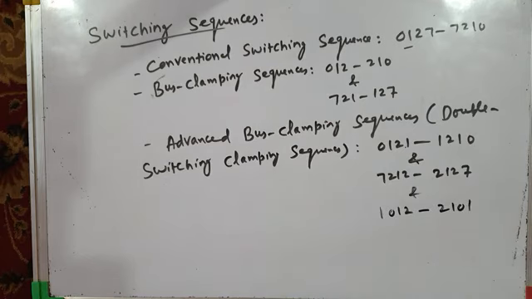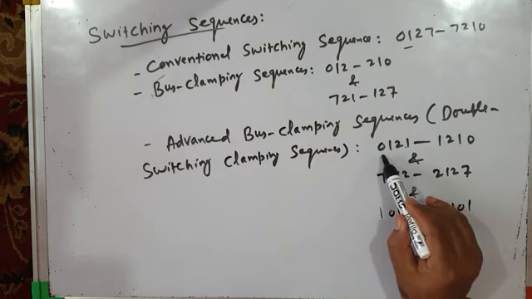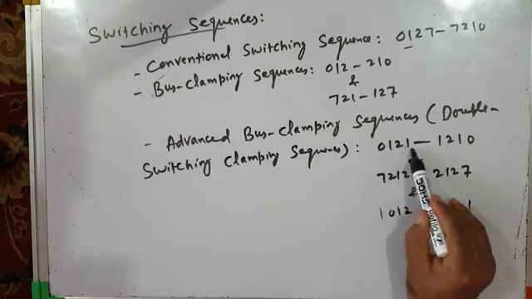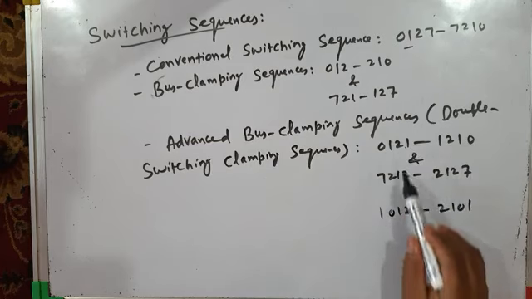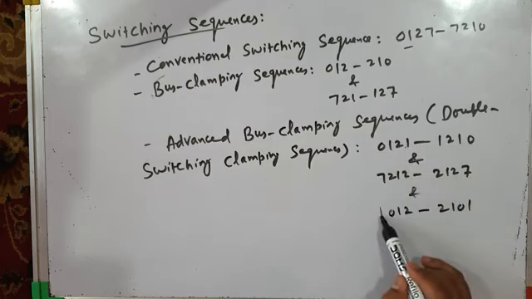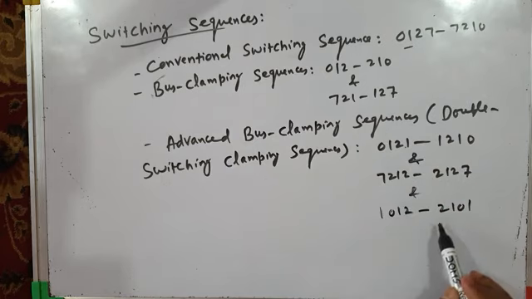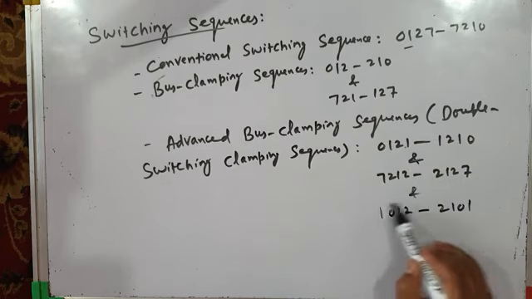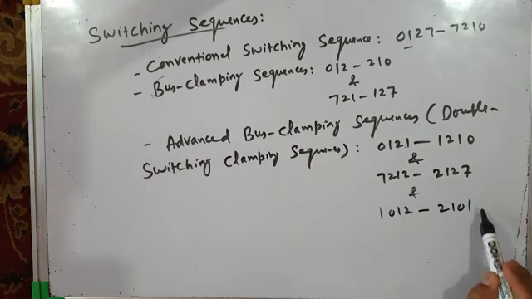1012-2101. So we have one advanced bus clamping sequence like this: 0121, 1210. I can bring this one here, so 1012 and then 2101. This is also a double switching clamping sequence or advanced bus clamping sequence.